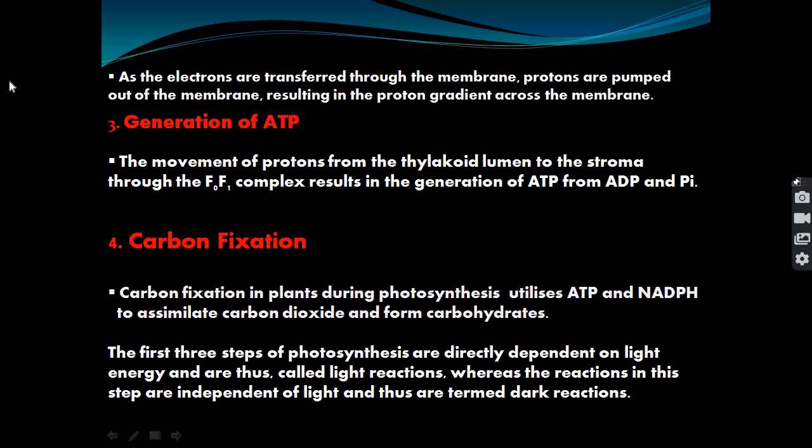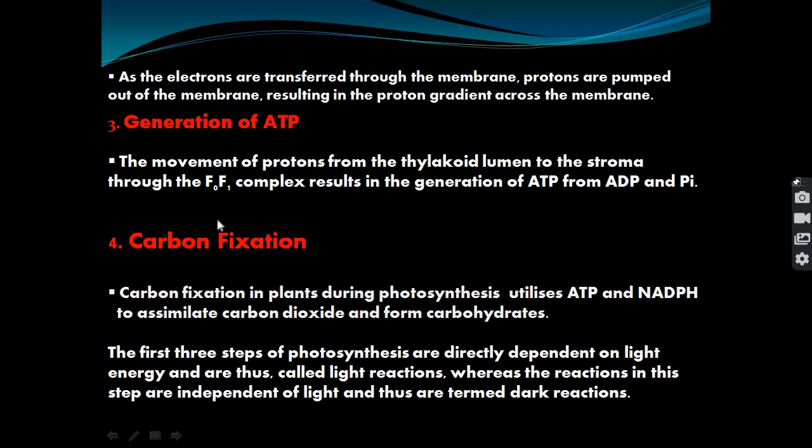That is, how is ATP generated? It is due to the movement of protons from the thylakoid lumen to the stroma, that is, from inside of the membrane to outside, through a complex called the F0 F1 complex, which results in the generation of ATP from ADP and inorganic phosphate.